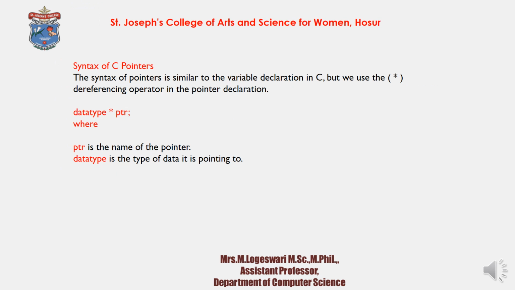Syntax for the C pointer. What is the syntax here? We use the dereferencing operator in the pointer declaration. First we give the data type, after that the dereferencing operator, then the pointer variable. The pointer name specifies the name of the pointer. The data type is the type of the data it is pointing to.